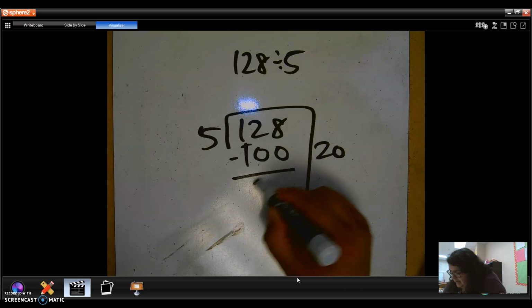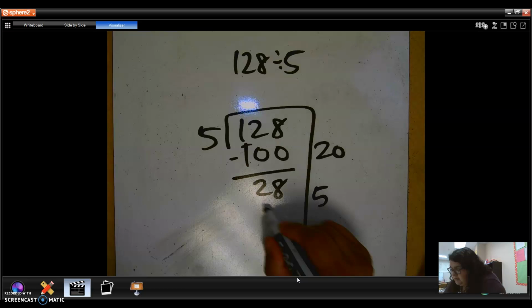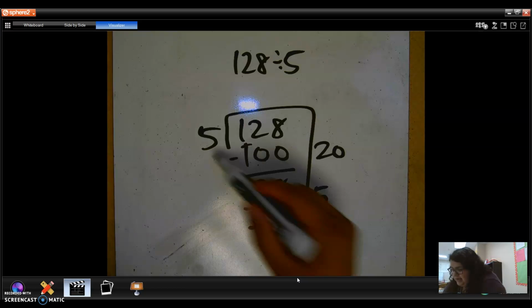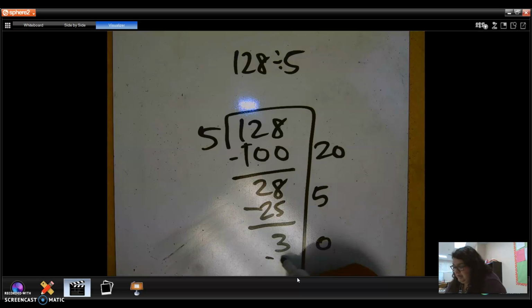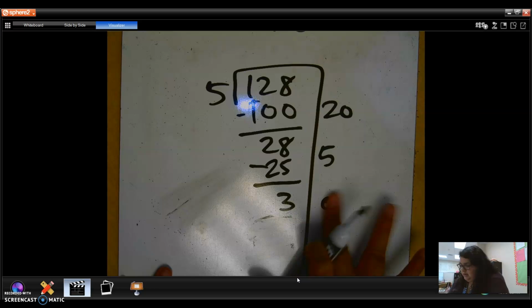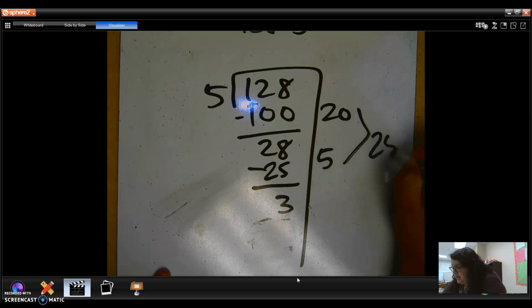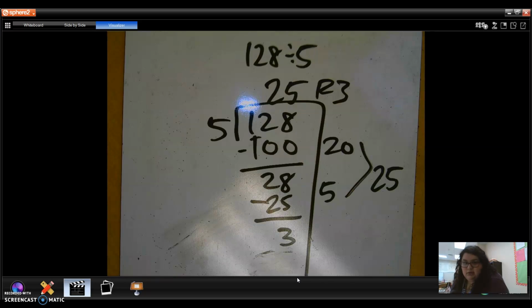I'm going to subtract. That leaves me with 28. 5 times what gets me closest to 28? Well, I know that 5 times 5 is 25. I subtract. I have 3. I can't do 5 times anything else to get 3. The closest I can get to 3 is 5 times 0, which is 0, which is just going to give me the same thing. So that's useless, right? So now these are the parts of my quotient, the partial quotients. We got 25, remainder 3 is our quotient.